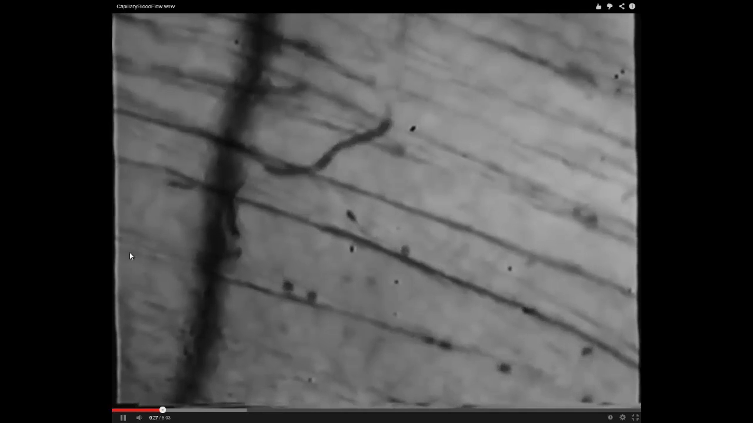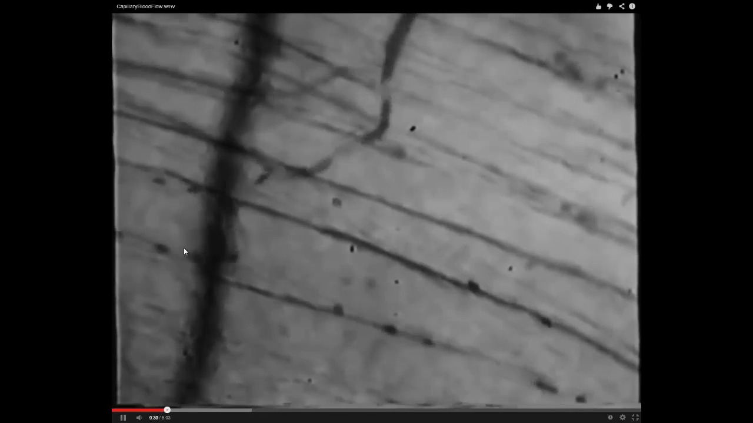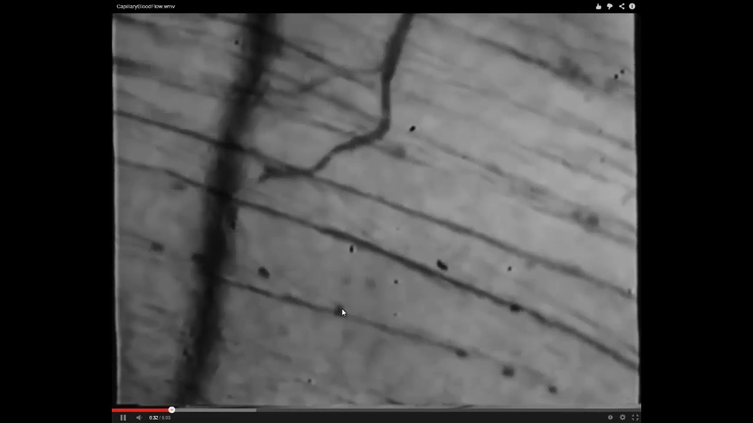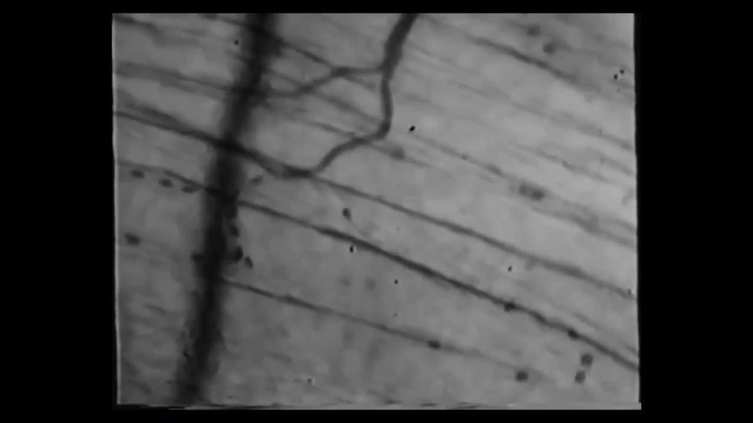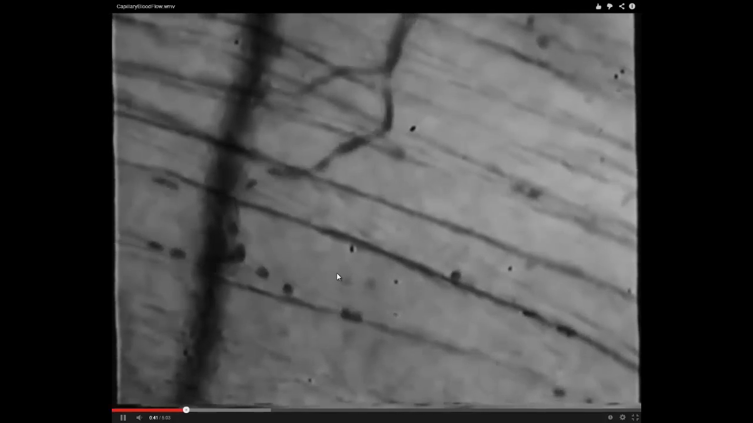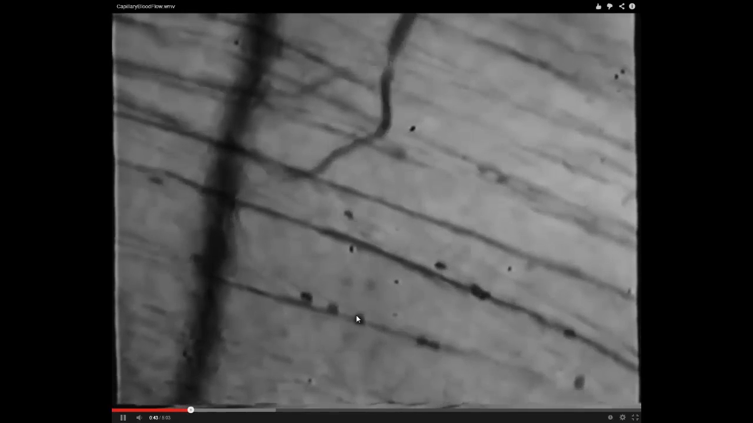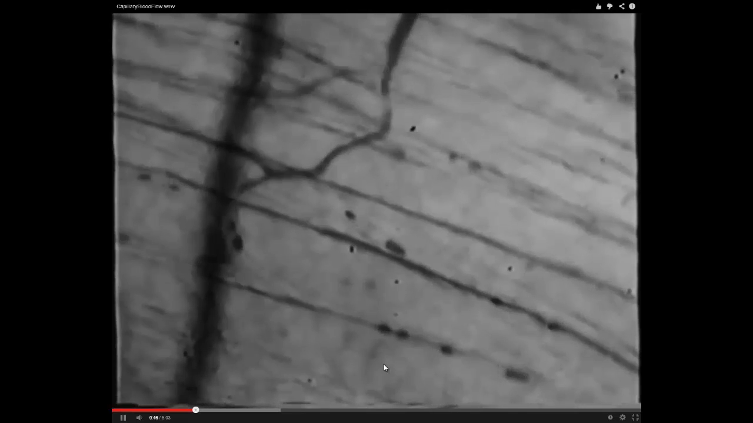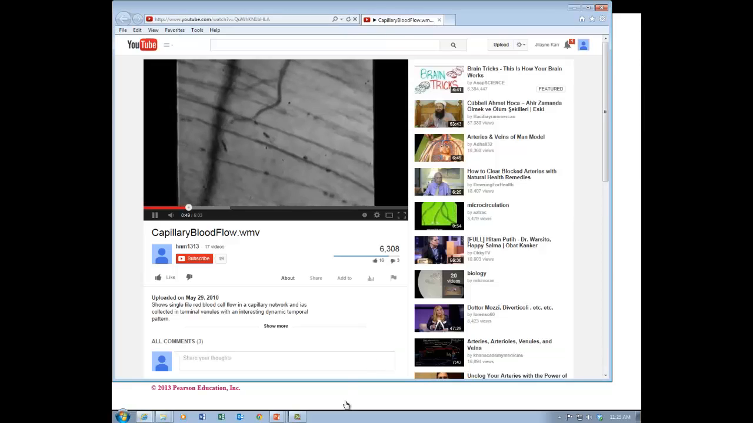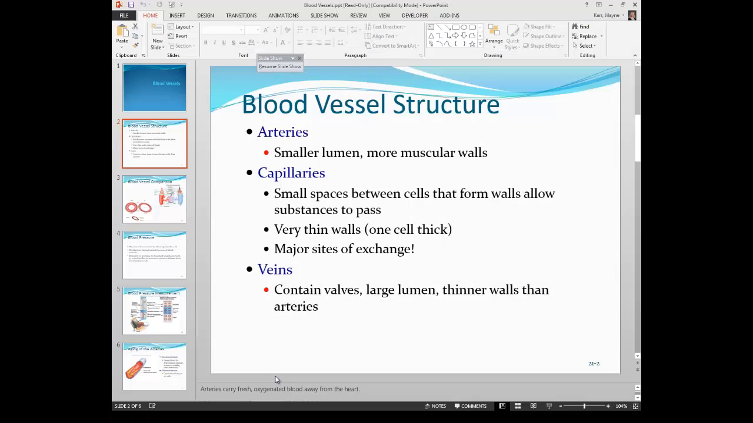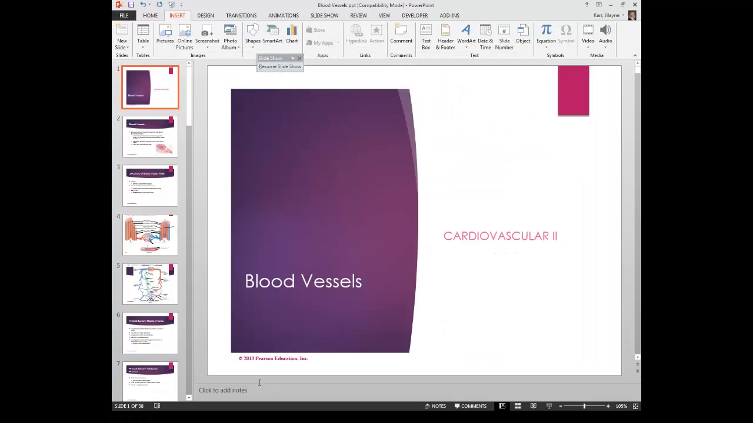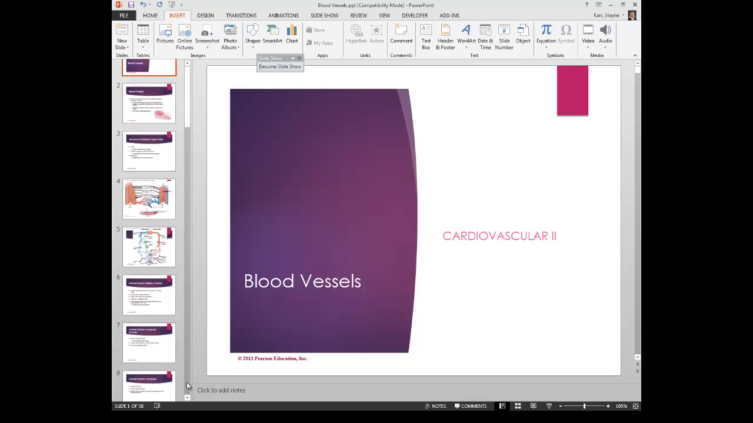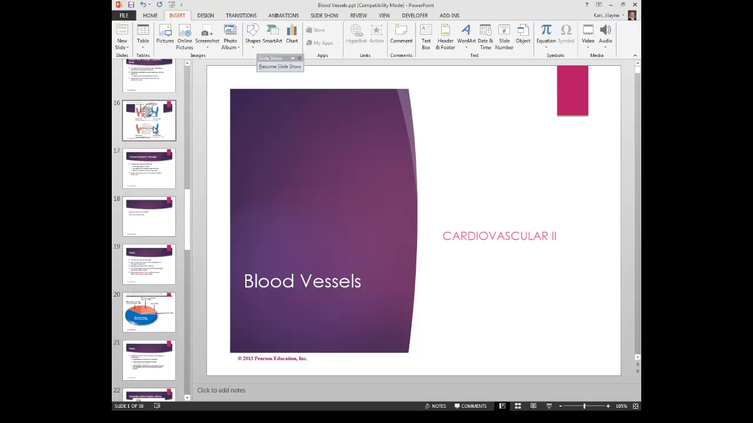But here we can see that there is rapid flow, so there's no exchange occurring here, but where it slows down, that's in a capillary where we're going to see exchange between the blood and the tissues. So this is a great animation showing blood flow and how those red blood cells flow single file through those tiniest of capillaries. So that was the capillary flow, and you can watch that again on your own if you'd like.